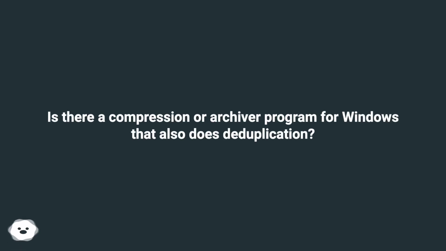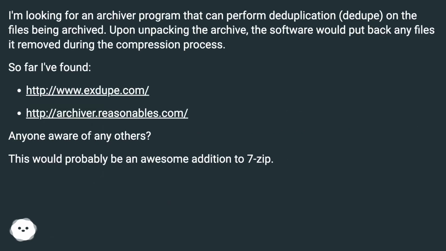Is there a compression or archiver program for Windows that also does deduplication? I'm looking for an archiver program that can perform deduplication, dedupe, on the files being archived. Upon unpacking the archive, the software would put back any files it removed during the compression process.